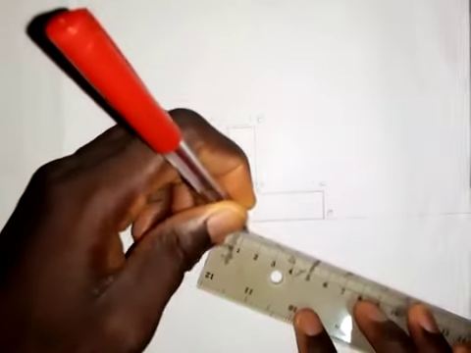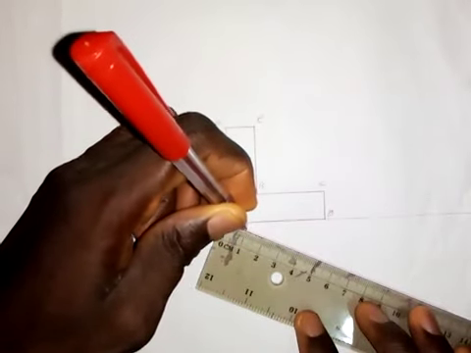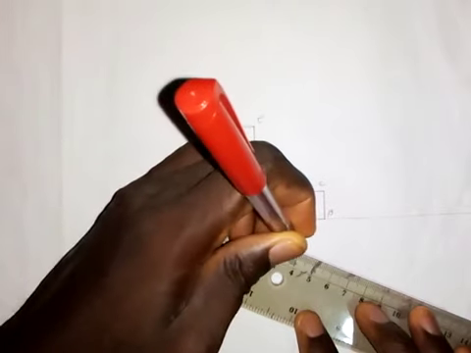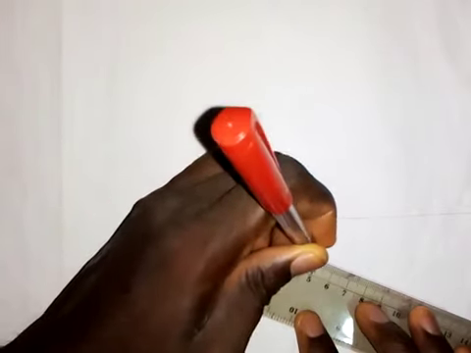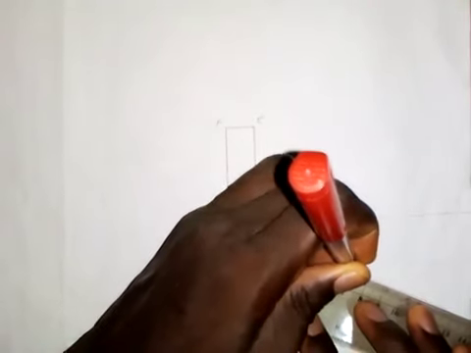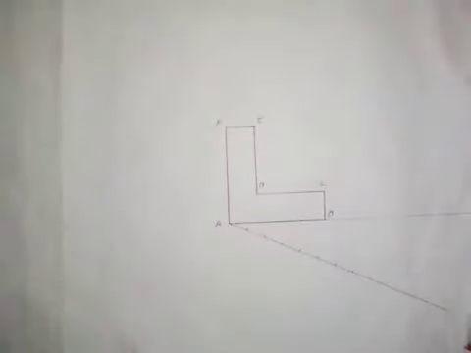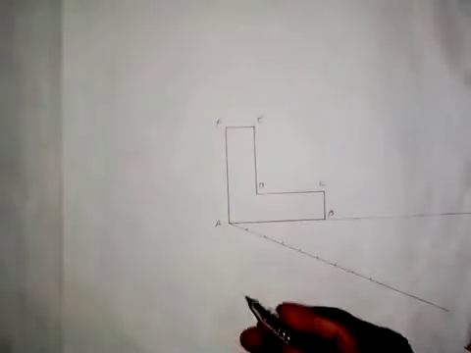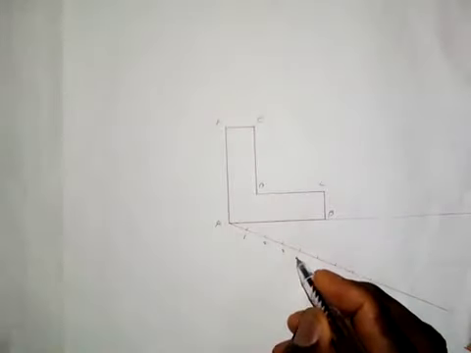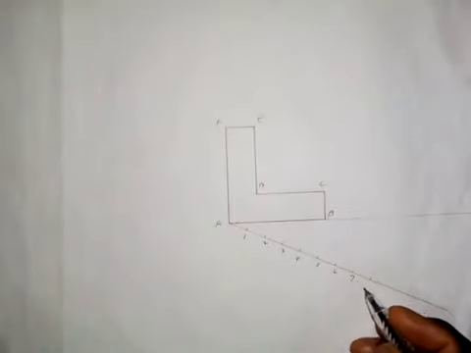I'll just take 10 millimeters. So this is 1, 2, 3, 4, 5, 6, 7, and 8. Okay, so with what I've done here, I'm going to number this. So this is 1, this is 2, this is 3, this is 4, 5, 6, 7, and 8.